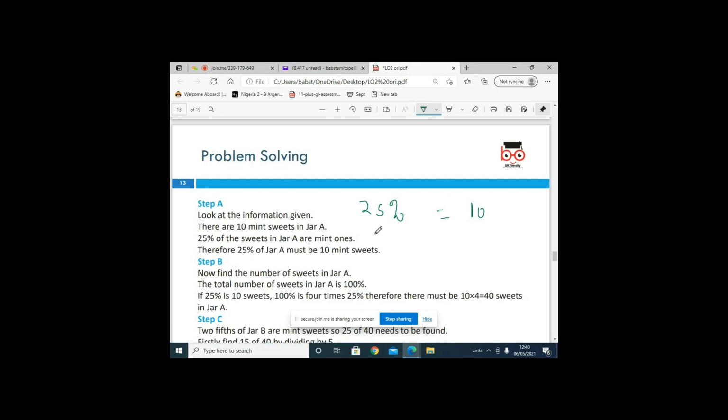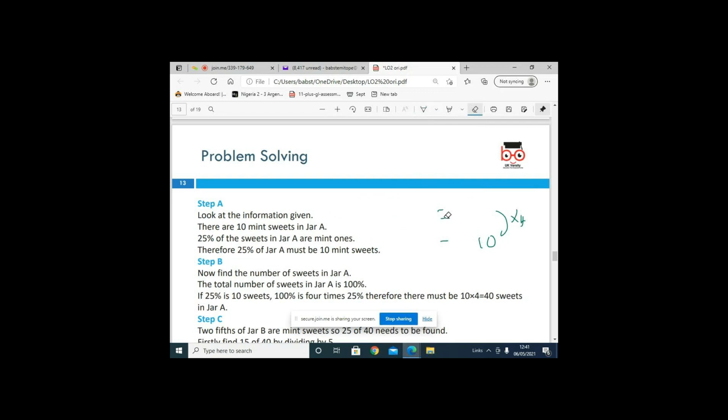So what is now going to be 100%? What will you do? Yeah, we can multiply by 4, so it's going to be 40. So this 1 times 4, and this 2 times 4. You get it?